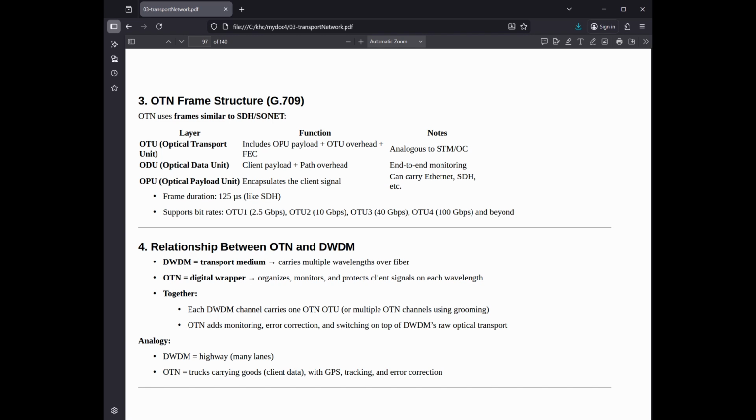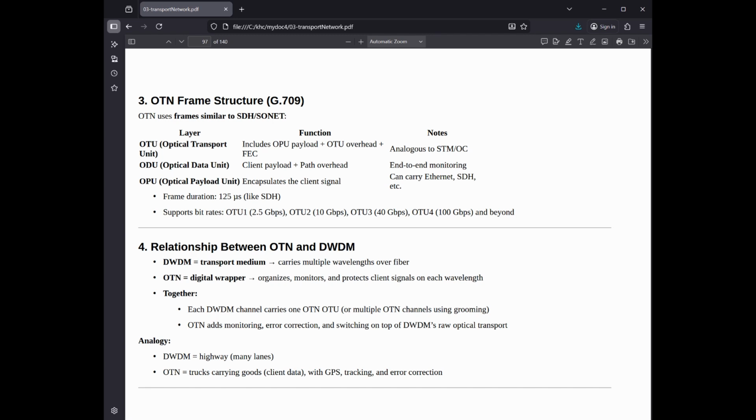The OTN hierarchy: the digital wrapper layers. OTN is built in layers, each wrapping the previous one. 1. OPU, optical payload unit, adapts the client signal, for example mapping a 100G Ethernet signal into the frame. 2. ODU, optical data unit, adds the path overhead for end-to-end monitoring and switching. 3. OTU, optical transport unit, adds the section overhead and the FEC. This is the final frame that is converted into a specific color, wavelength, for the DWDM system.